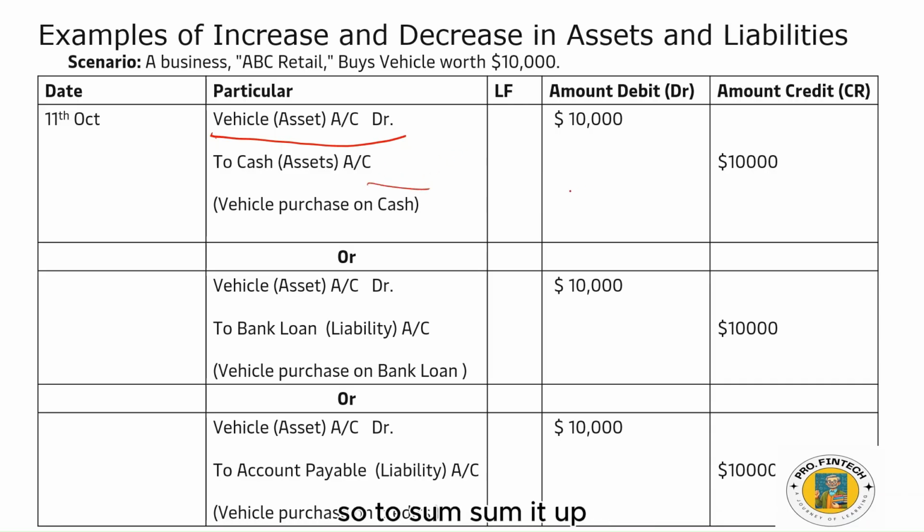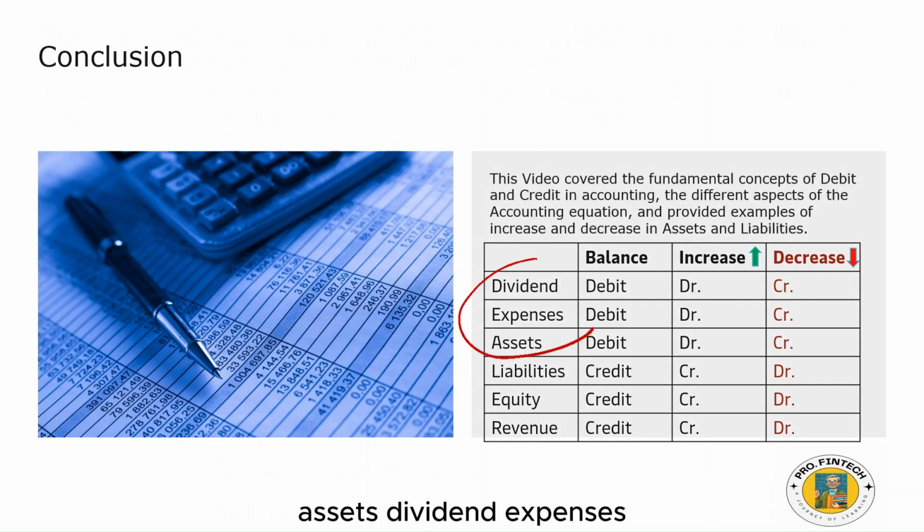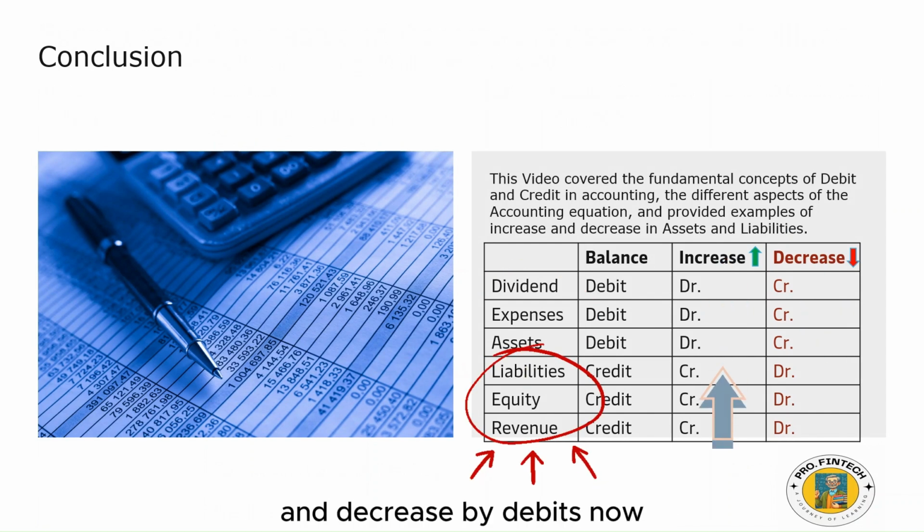So to sum it up, DEA: assets, dividends, expenses. Accounts are increased by debits and decreased by credits. LER: liabilities, equity, revenue. Accounts are increased by credits and decreased by debits.